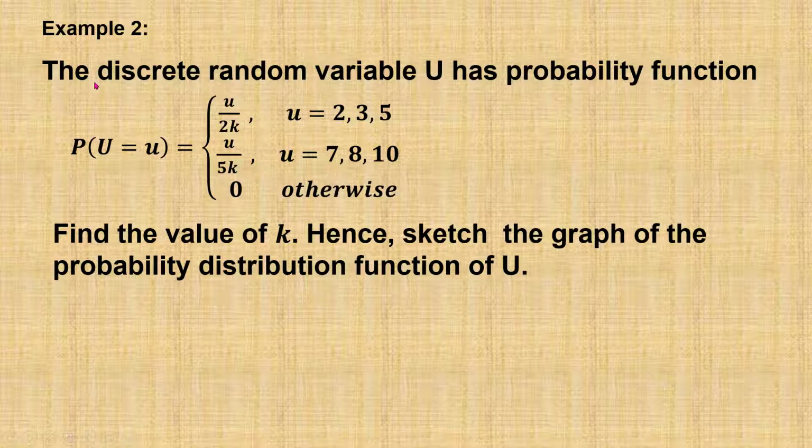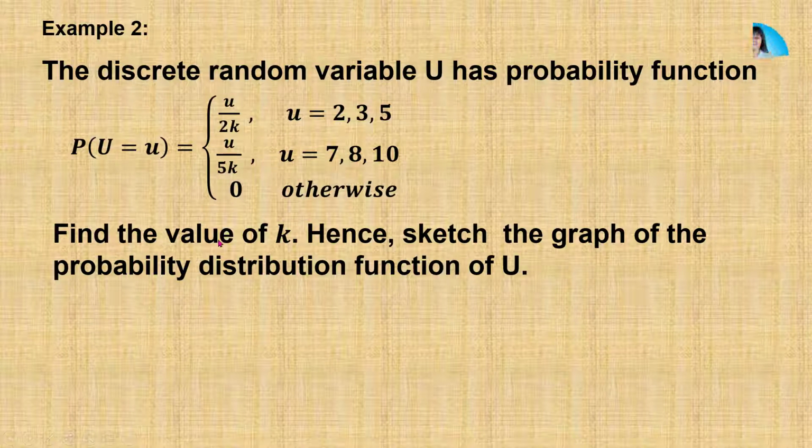Next example, the discrete random variable u has the probability function given below here. Find the value of k. Hence, sketch the graph of the probability distribution function of u. Since we are given that u is a discrete random variable and this is the probability function and these are all the possible values of u, when I sum all the probabilities, it should be equal to 1.